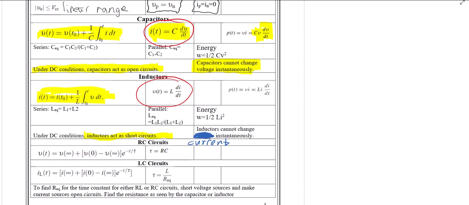To find R equivalent for the time constant for either RL or RC circuits, when you're looking for that R equivalent, you're going to find R Thevenin. And what you do is you take your circuit during the transient state and you short out the voltage sources and you make the current sources open circuits. And then once you've done that, you look at where the capacitor or the inductor is and you find the resistance as seen by that element. So that's your formula sheet.